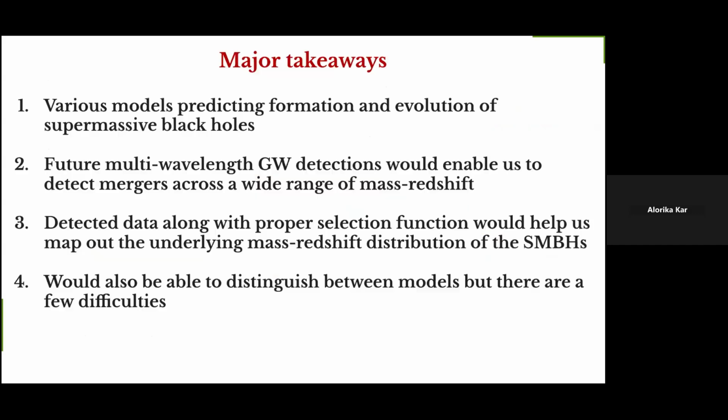So yeah, and these are the important equations. You have various models which predict the formation and evolution of supermassive black holes. These future multi-wavelength GW detections would enable us to detect mergers across a wide range of masses and redshift. And you have the detected data, along with your proper selection function, which will enable you to map out the underlying mass-redshift distribution of the black holes, and you will be able to distinguish between various models.